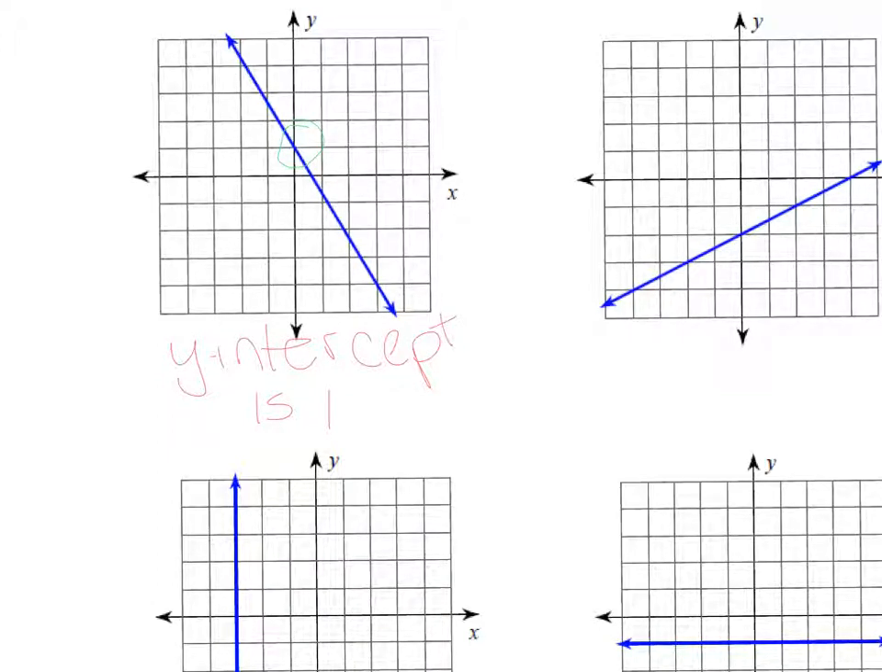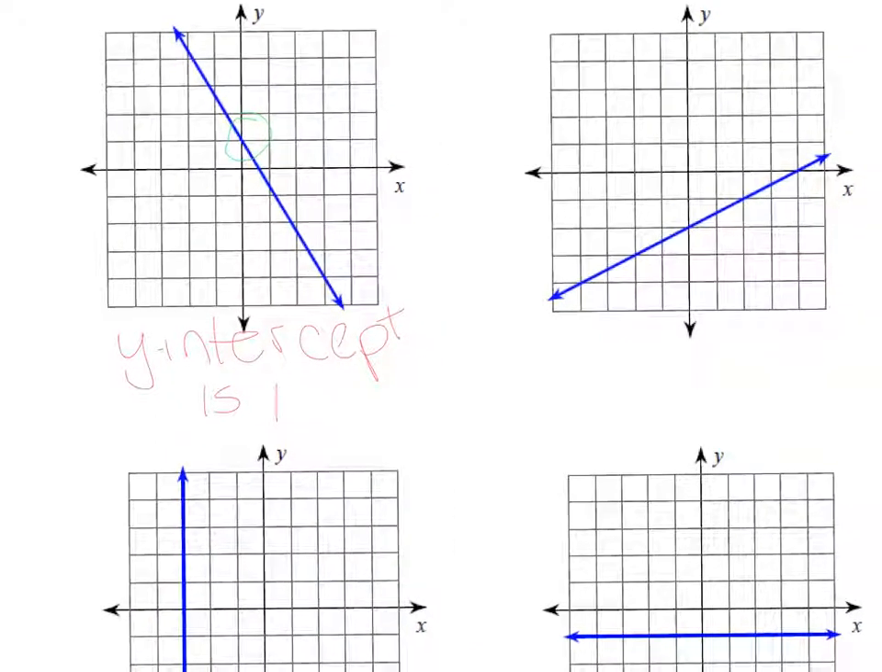Taking a look at the second one, let's take a look at where the line crosses the y-axis. Well, when we take a look there, we can note that the y-intercept is, we went down below the x-axis, so we know it's going to be negative, so that's going to be -2.